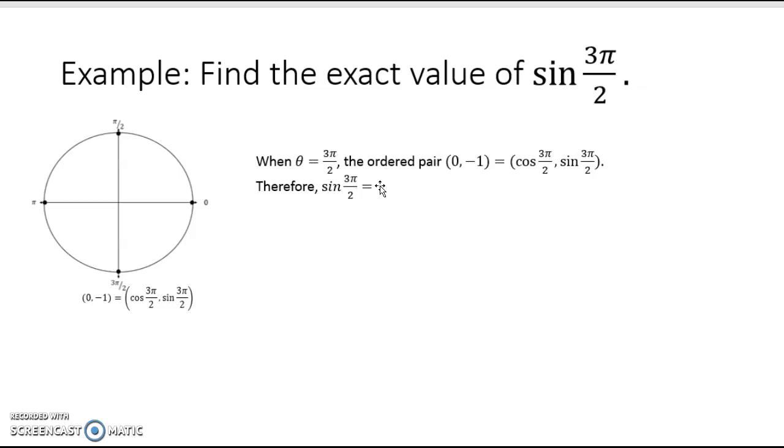Okay, sine of 3 pi over 2. That's the same thing as 270 if you're talking about degrees. That ordered pair has 0, -1. I need the second number there. So this is -1. Now I need the first, since I'm looking for cosine of 3 pi over 2. So cosine of 3 pi over 2 is 0.